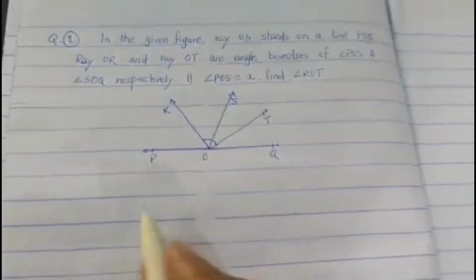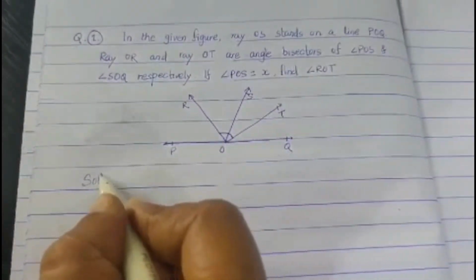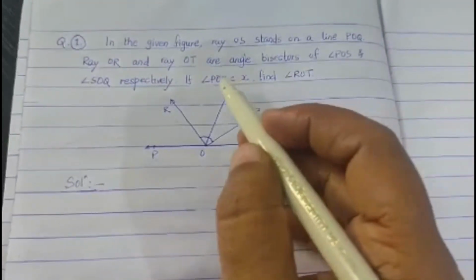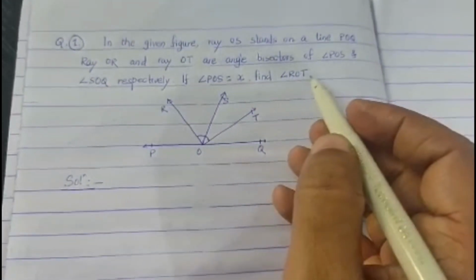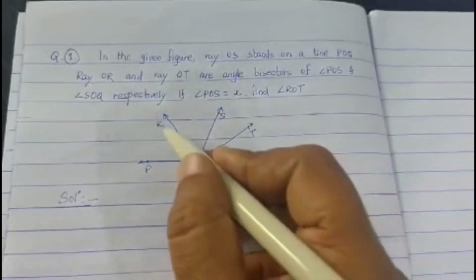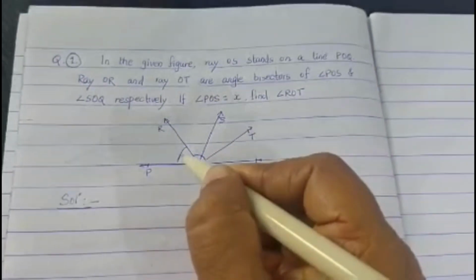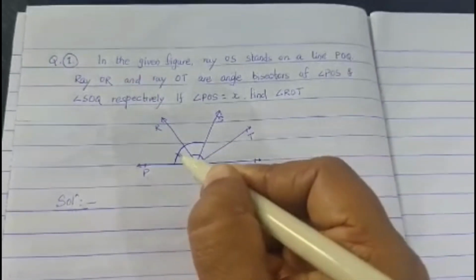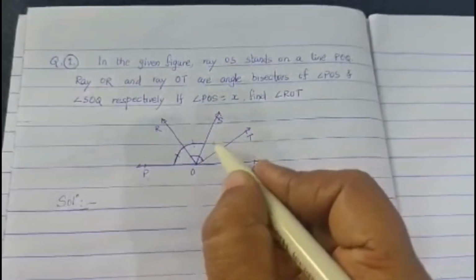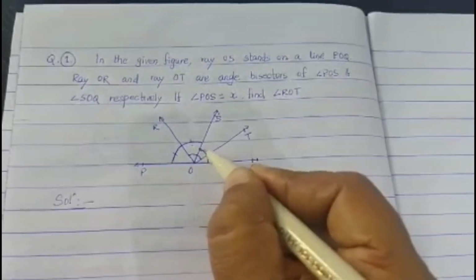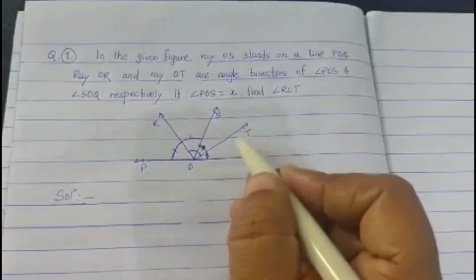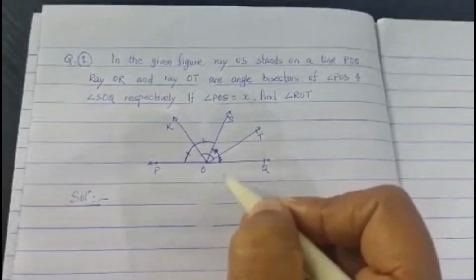Okay, so first let's solve it. Solution. First of all, we have been given that OR and OT are angle bisectors of POS and SOQ. OR bisects angle POS, so these two angles are equal: angle POR and angle ROS are equal. And second, these two angles are equal: angle SOT and angle TOQ are equal. This is what we have been given.